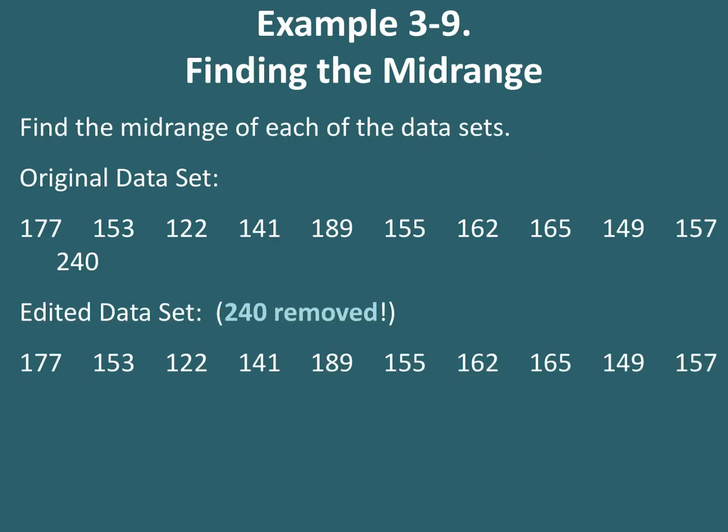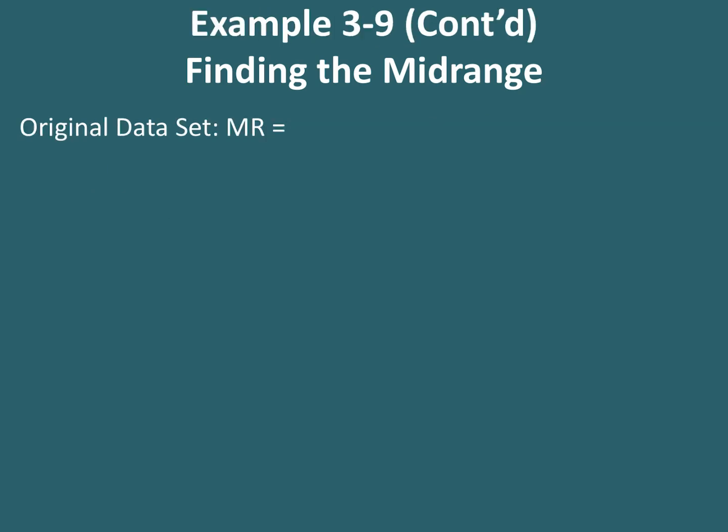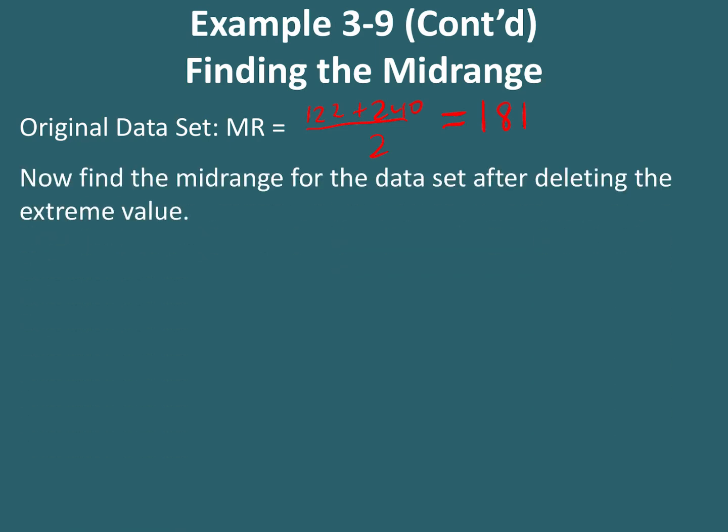So let's find the midrange of the previous set of data. This is a repeat from the previous example. And let's find the midrange for both. The original data set gives us a midrange of 122 plus 240 divided by 2, which results in a midrange of 181. Now let's go ahead and find the midrange for the data set after deleting the extreme value of 240. That would be 122 plus 189 divided by 2, which gives us 155.5.